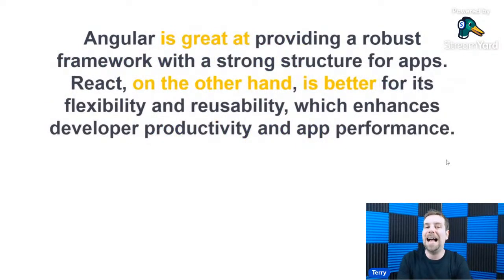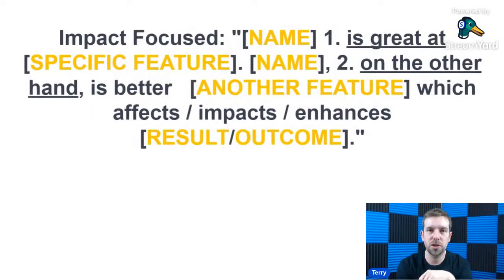For example, Angular is great at providing. So notice it's 'great at' and not 'great in'. And then 'providing' with ing, you can't use 'provide'. A robust framework with a strong structure for apps. React, on the other hand, is better for its flexibility and reusability, which enhances developer productivity and app performance. So again, this is an example answer, and this is your structure.